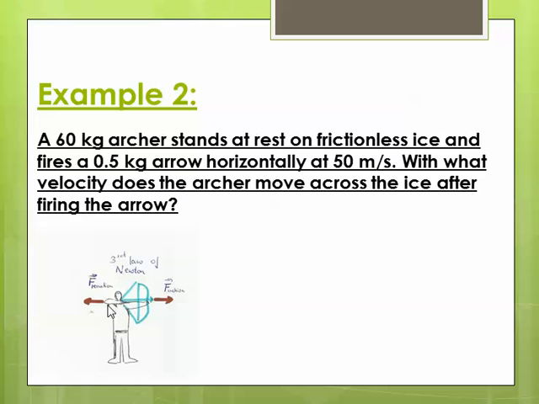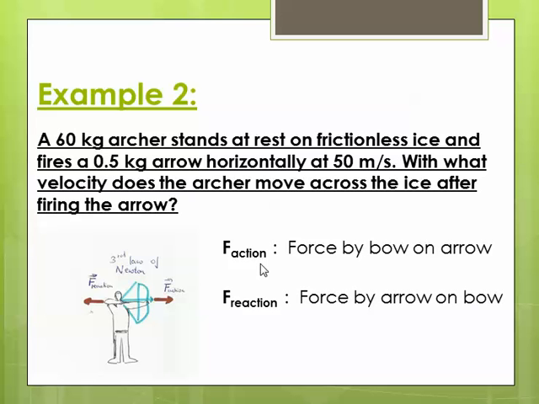If it was not frictionless ice, like on normal ground, then this force would be counteracted by the friction force, okay? But there is no friction force. So because there is no friction force, as the archer fires the arrow, the archer is propelled backwards, according to the third law of Newton. So here we've got the action force. It is the force by the bow on the arrow. Then we have got the reaction force, which is the force by the arrow on the bow.